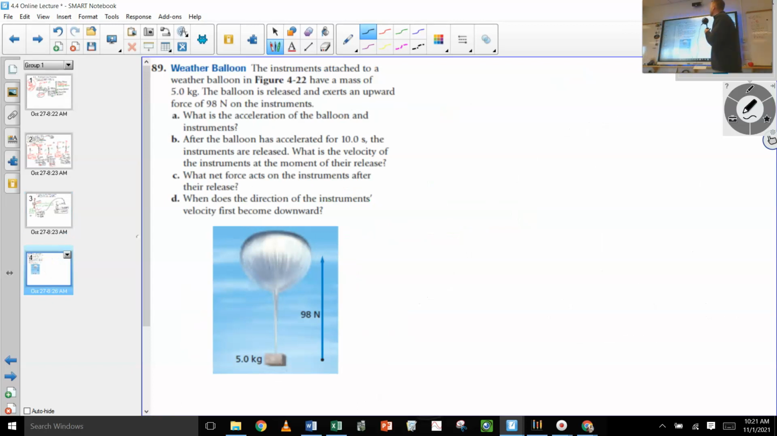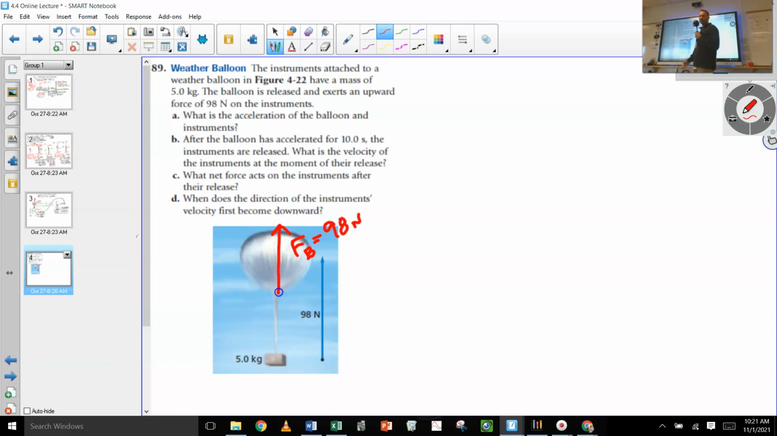Last problem. Weather balloon. The instruments attached to a weather balloon have a mass of 5 kilograms. The balloon is released and it exerts an upward force of 98 newtons. So there's kind of a picture already drawn here, so I'm just going to add to it. We'll call this, it's actually called the buoyant force, F sub B. You can call it force up, whatever, a force of balloon. But this buoyant force is 98 newtons.